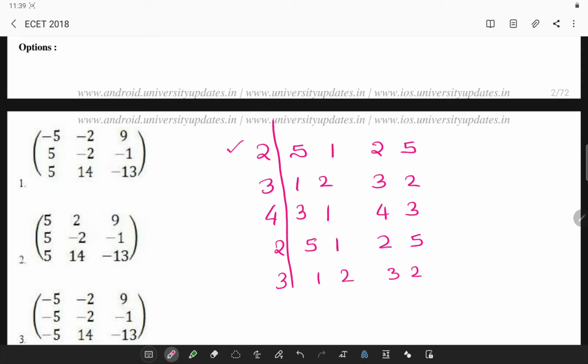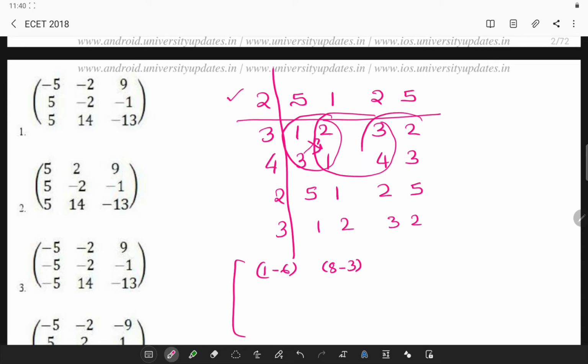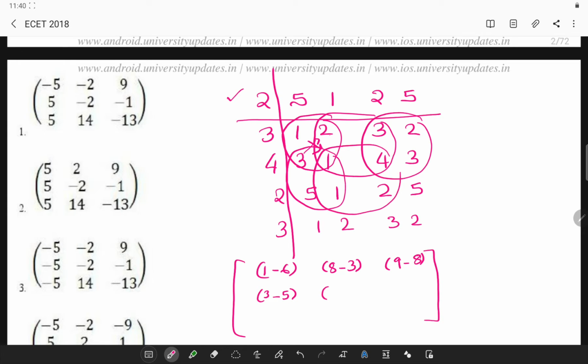So now draw two lines. So now find the determinant of this. So 1 into 1 minus 2 into 3. So you have 1 minus 6, and then take this matrix 2 into 4 minus 3 into 1. Next, this matrix 3 into 3 minus 4 into 2. Then take this matrix 3 into 1 minus 5 into 1. Next, this matrix 1 into 2 minus 1 into 4.